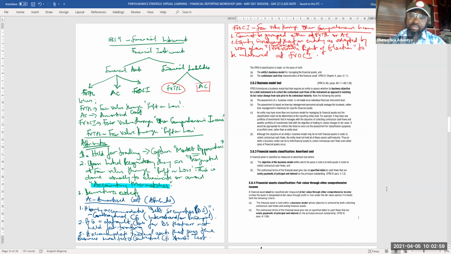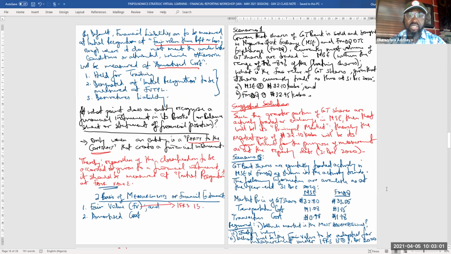Before today, we extensively discussed fair value. We said there are 2 bases of measurement of financial instruments which we identified. One is fair value, which is with respect to the requirement of IFRS 13, and the second one is amortized cost.